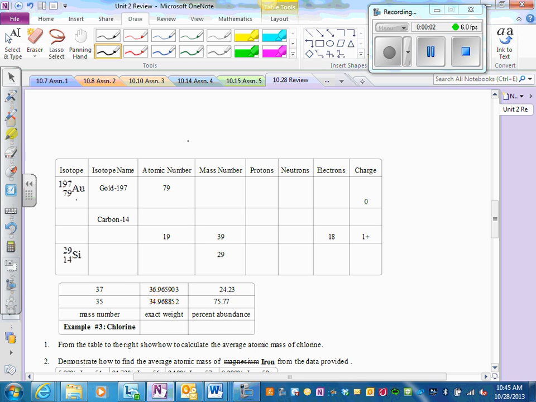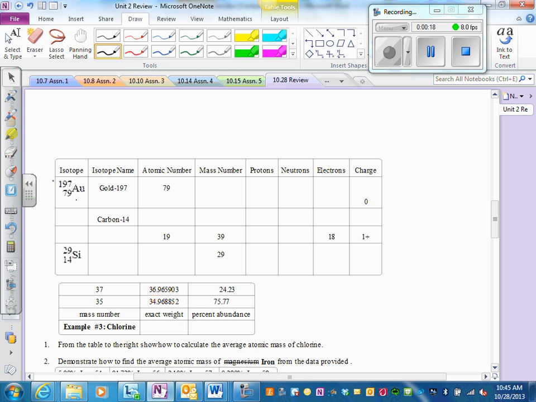When we do these subatomic particle questions, what we have to do is look at what we know and then try to figure out from that the little bits and pieces of information that we don't. So first, let's look at the isotope. The isotope here is gold-197.